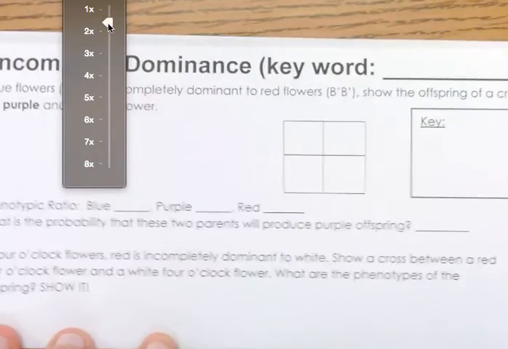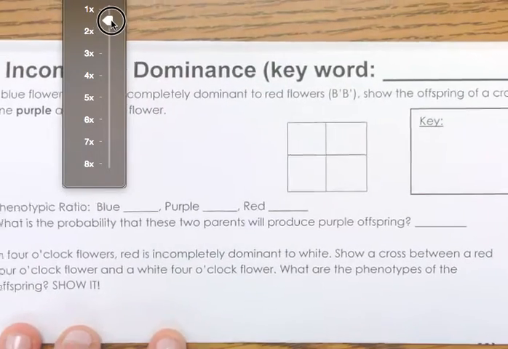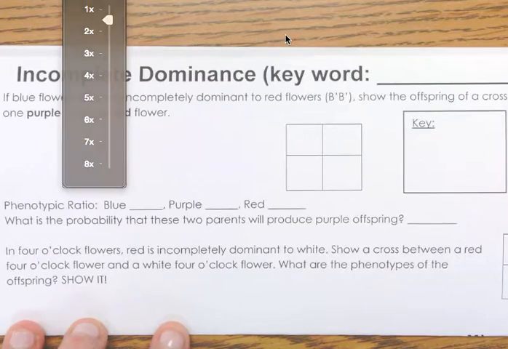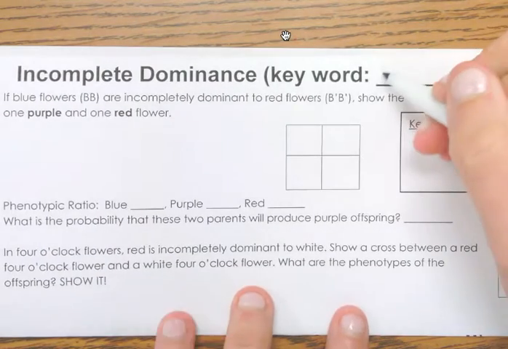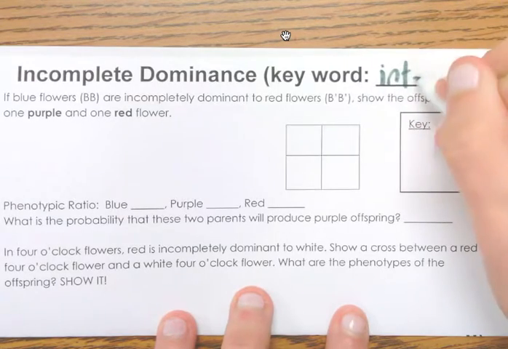There we go. Incomplete dominance. Let's see if we can zoom in on that for you. And zoom out a little. Okay, there we go. Alright, so incomplete dominance, keyword, intermediate.